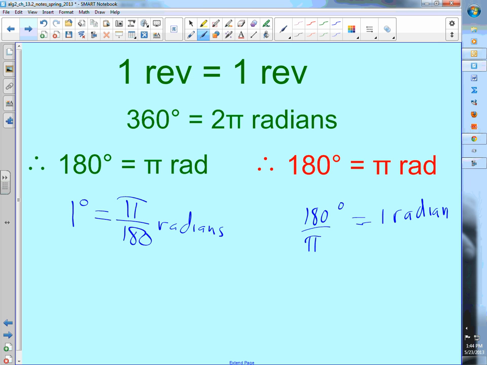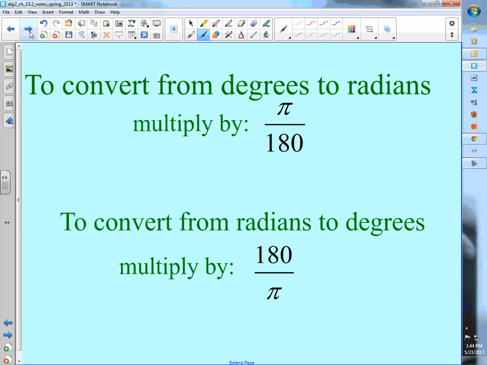Why do we need to know those? Because if you know those two things, you can convert from degrees to radians simply by multiplying by pi over 180. So for example, if you have 60 degrees, and you want to know how many radians that is? 60 degrees times pi over 180 is going to give you pi over 3 radians.